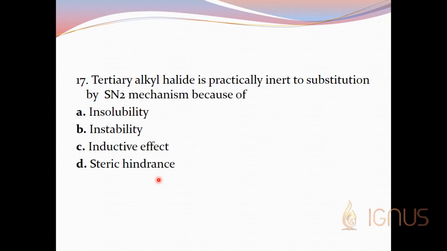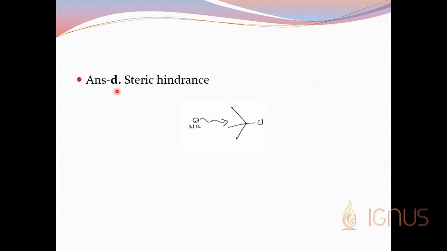Let us find the solution for this question. Answer is option D, steric hindrance. We know that during SN2 mechanism, there is an attack of the nucleophile from the back of the substrate. If it is attacking from the back, then that molecule should be less sterically crowded. But in our tertiary alkyl halide, there is a large steric hindrance. There are large groups on the backside. Hence, it cannot attack from the backside. Hence, there is no possibility of SN2 for tertiary alkyl halides.